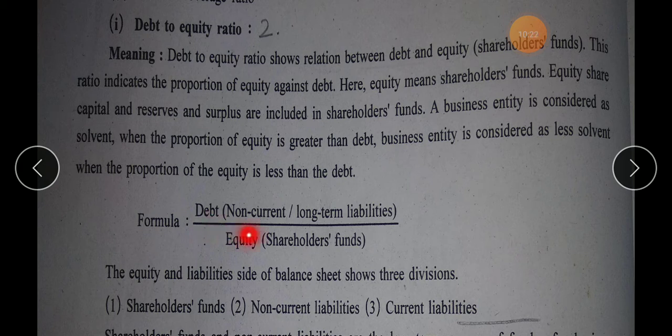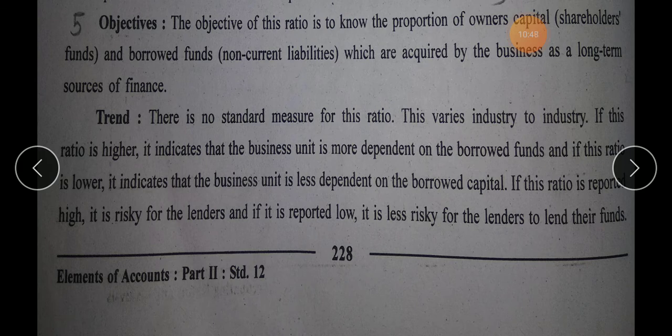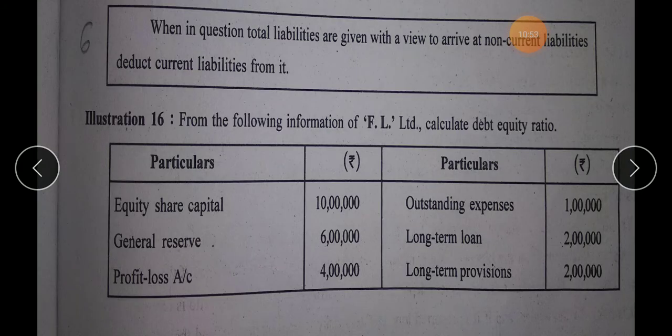If there is credit balance, already it is added here, but if it is debit balance, it will be deducted. And the arrived amount will be considered to calculate debt to equity ratio here. Yes. If you will keep all these points in your mind, they will be clear when applied in sum. So not to worry if you have not completely understood the theory, because basically when it will be applied in practical sums, it will be totally clear.